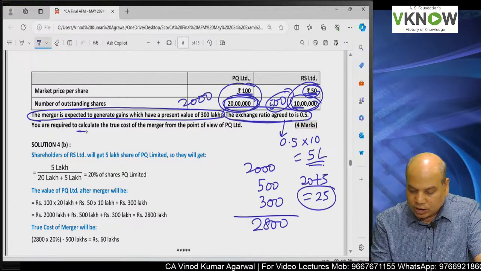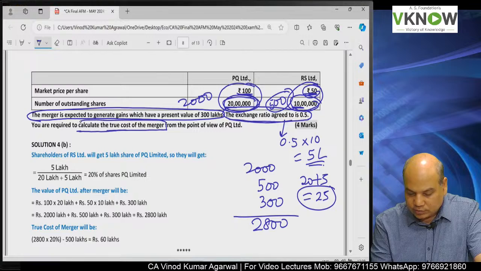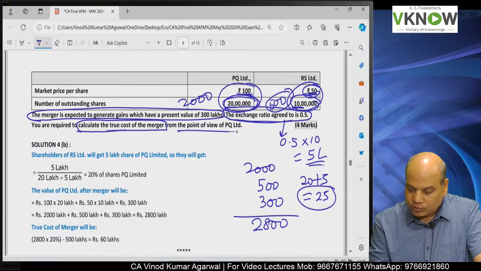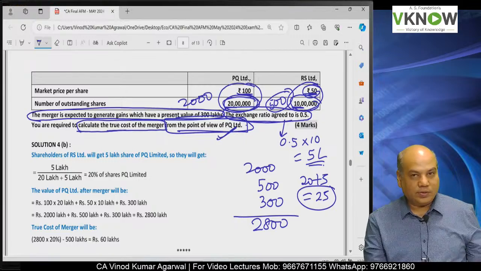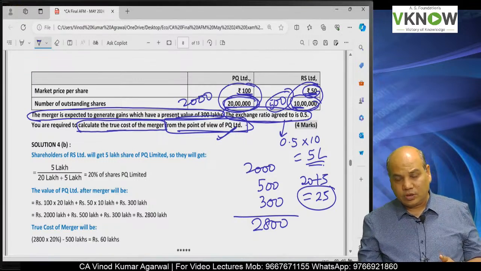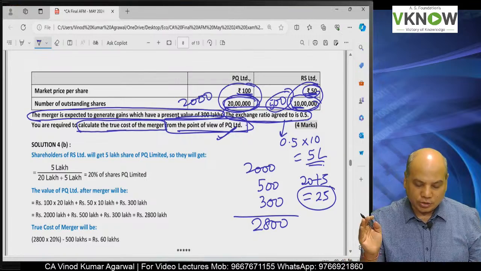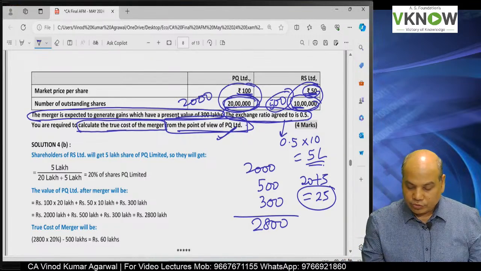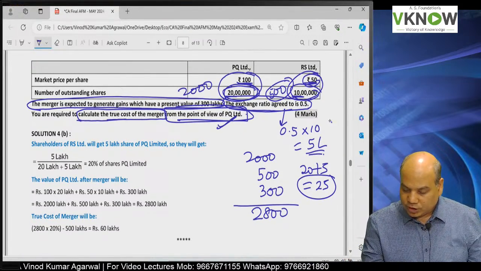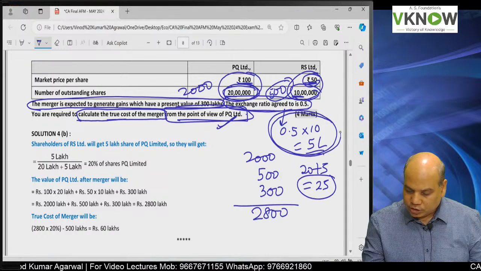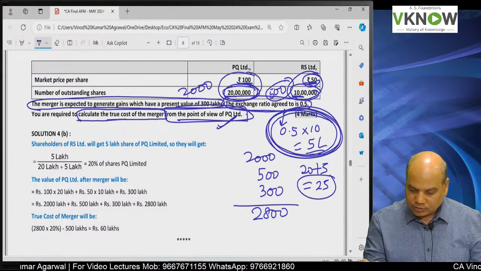You are required to calculate the true cost of merger from the point of view of PQ. PQ is the acquirer. Very, very easy question. A similar question was asked in the exam also. It is there in your study material also. So what do I need to do? First I need to calculate number of shares issued, 5 lakh.